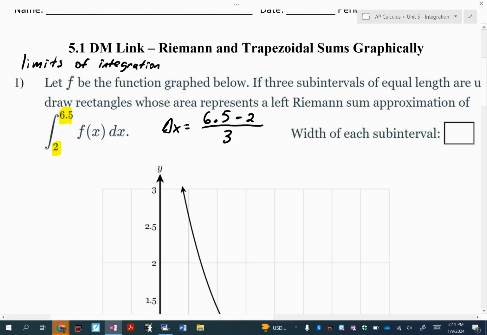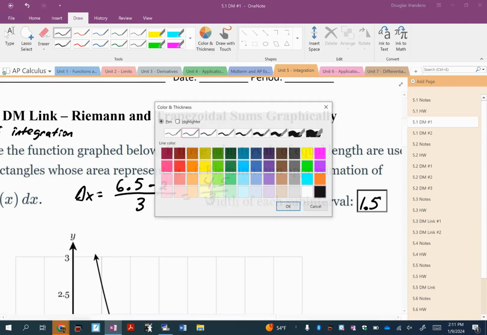We do this math real quick. What's 6.5 minus 2? 4.5. And what's 4.5 divided by 3? It is 1.5. So when I draw these rectangles, the width of them is going to be 1.5. I'm going to use a different color, pink.